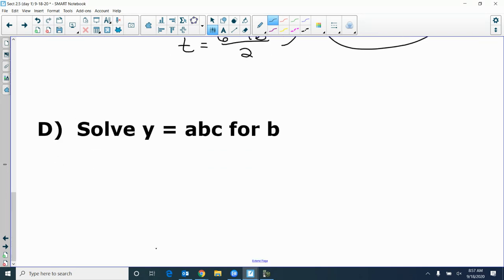All right. Solve this one for B. Where's the B? The B's on the right-hand side. This is A times B times C, and it doesn't really matter what order. It doesn't matter whether it was A, B, and C or B, A, and C. If I'm solving for B, all of those are being multiplied.